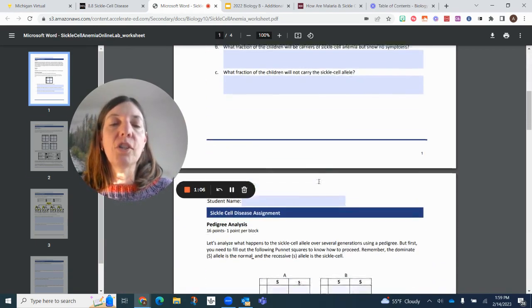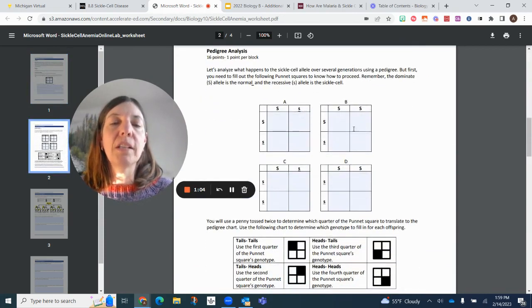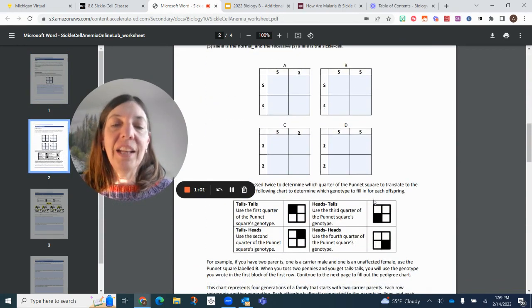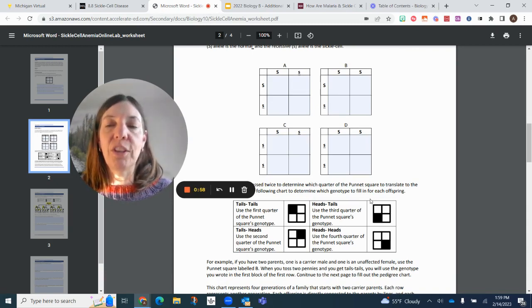You're going to talk about the fractions here, and you're going to fill out these Punnett squares, and then you're going to use the penny that is part of the material for this experiment, and you're going to start tossing the penny. If you get two tails in a row, you're going to use this genetic trait, which is dominant homozygous, two large S's, normal. If you get heads, tails, then you're going to use this quadrant, which in this case is heterozygous. If you're down here with heads, that's going to be recessive, the sickle cell anemia.